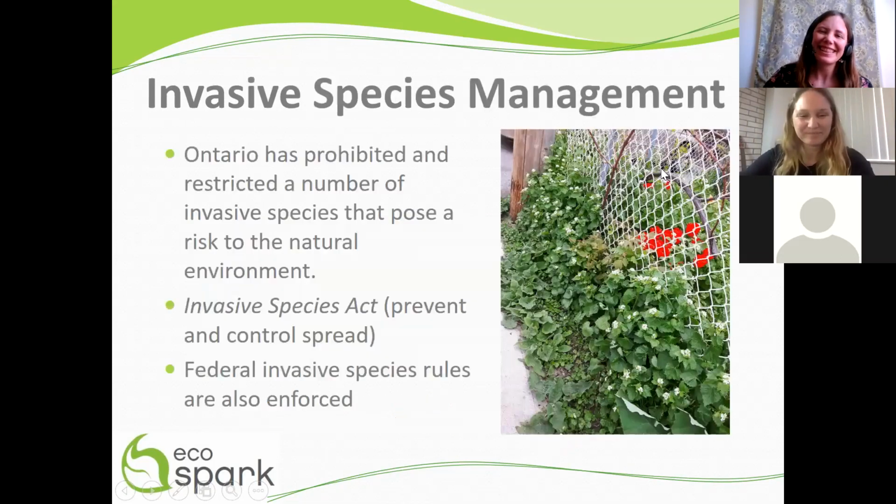Okay, so I'm going to talk a little bit about invasive species management overall. Ontario has prohibited and restricted a number of invasive species that pose a risk to the natural environment, and there's information about that in the Invasive Species Act, which is used to prevent and control their spread. There are also federal invasive species rules, and we have, again, those links if you want to learn more about the topic overall. I think it's an important point.